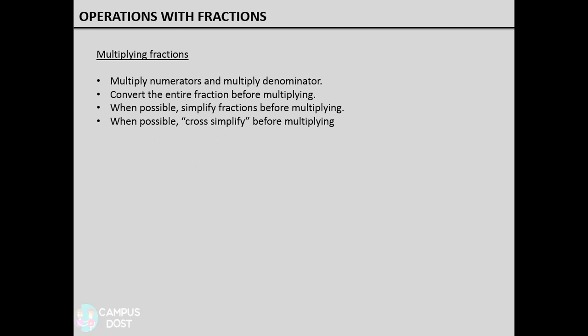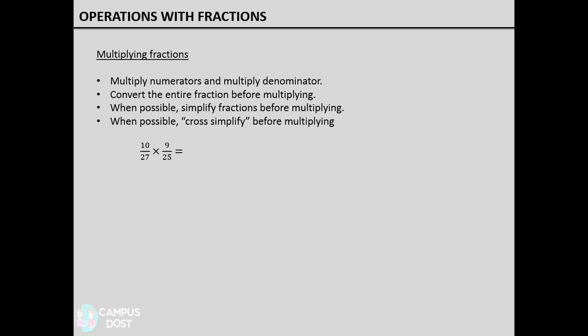Okay, what about this one? Here, both of our fractions are already written in lowest terms, so we cannot simplify them any further. However, before we multiply the two fractions, we can make our work a lot easier if we cross simplify first. Here's how cross simplifying works.